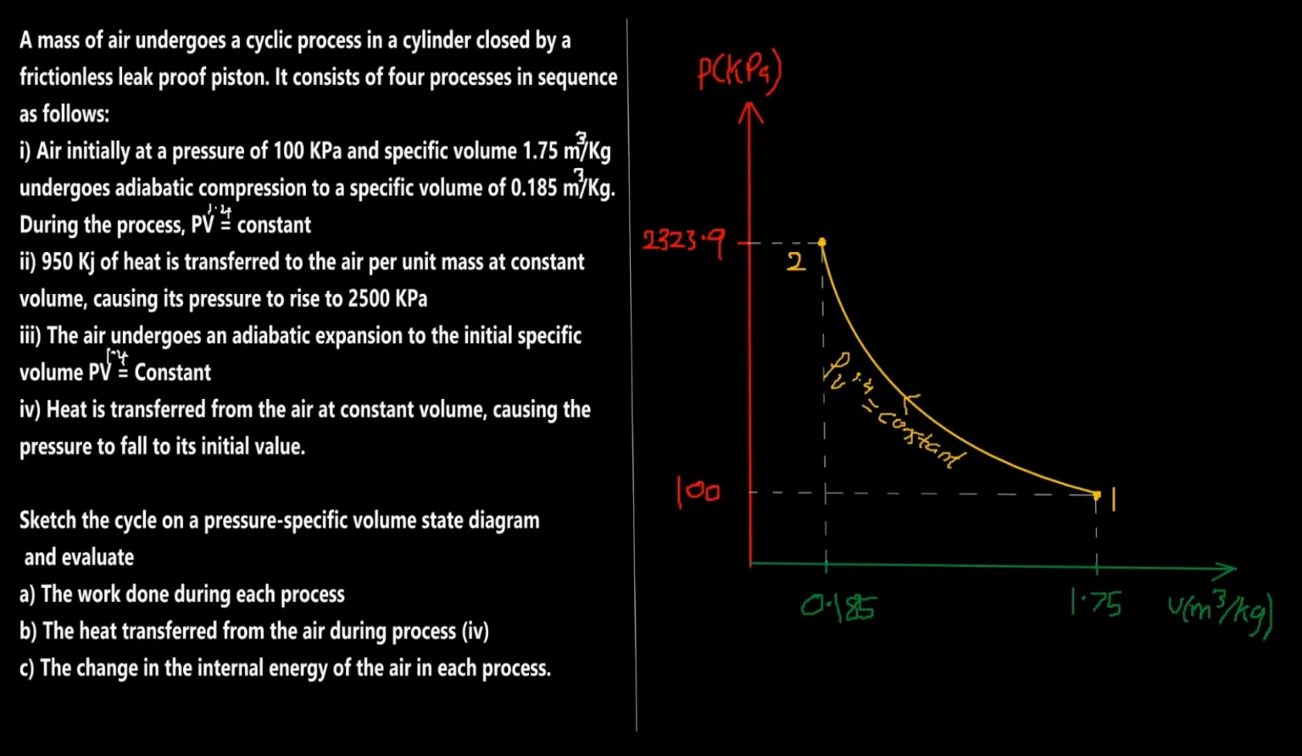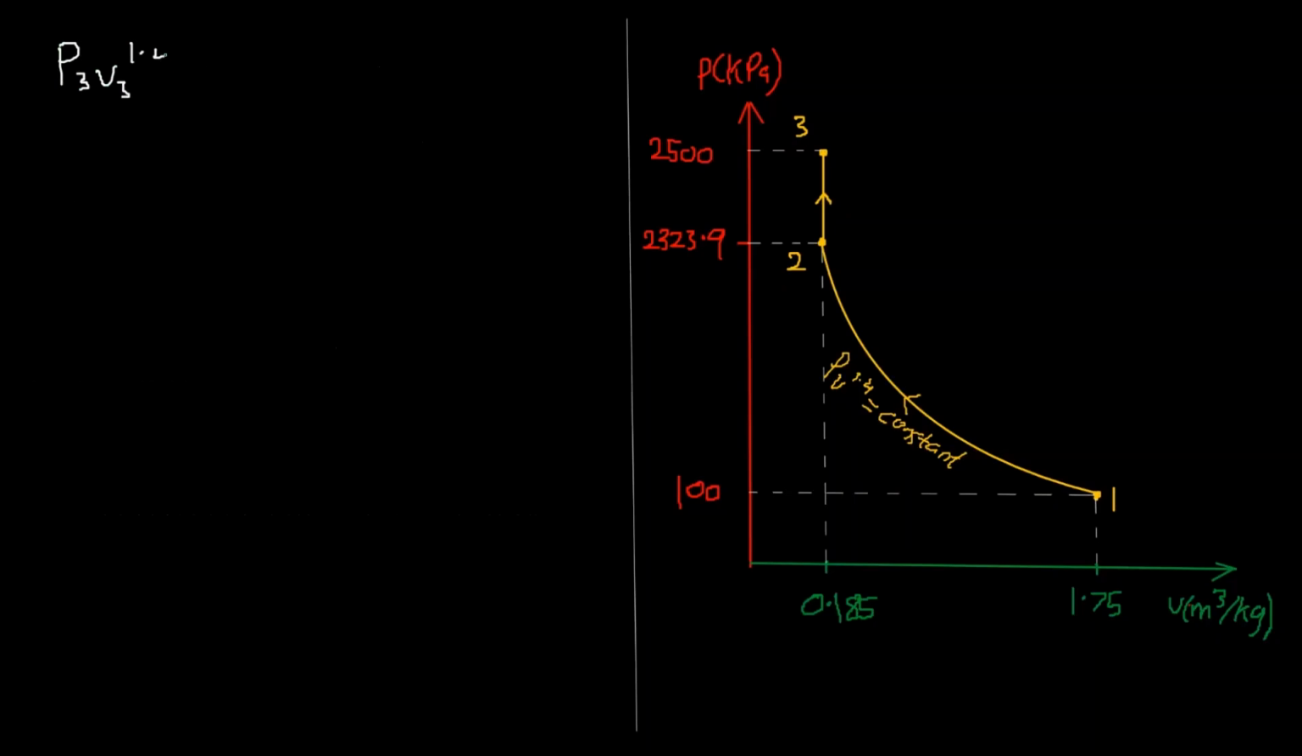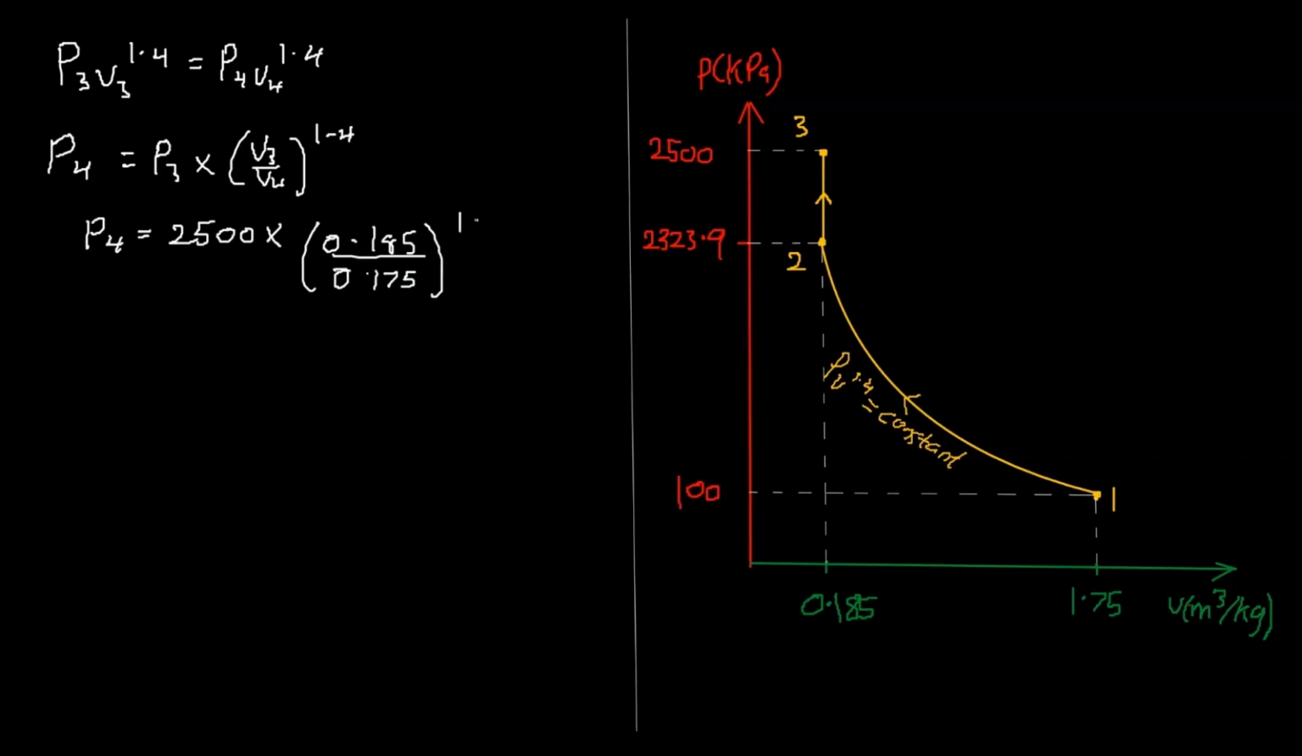Next, its pressure rises to 2,500 kilopascals at constant volume due to heat transfer. For the next process, the air expands adiabatically to the initial specific volume. To calculate the pressure, again we use P3V3 to the power of 1.4 equals P4V4 to the power of 1.4. So P4 equals P3 times V3 divided by V4 to the power of 1.4. And this gives us 107.6 kilopascals.